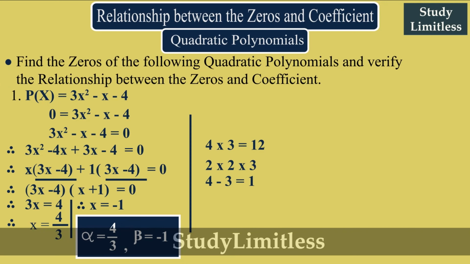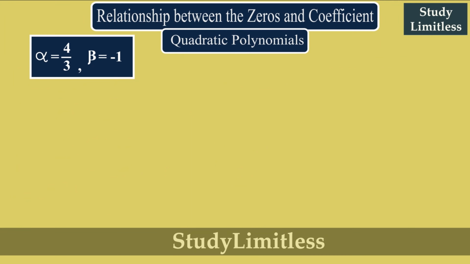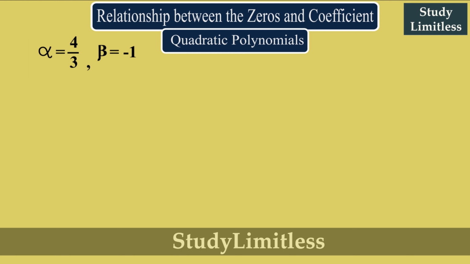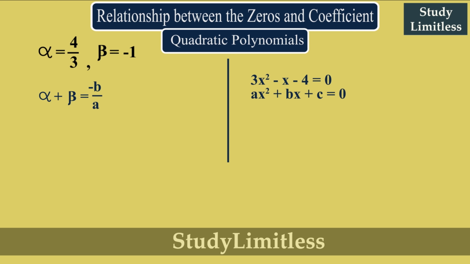So, now here we have alpha = 4/3 and beta = -1. The sum of zeros formula is alpha + beta = -b/a. We will take the polynomial and compare it with the standard form. 3x² - x - 4 = 0. Let us compare with the standard form ax² + bx + c = 0. If you compare both, a = 3, b = -1, c = -4.